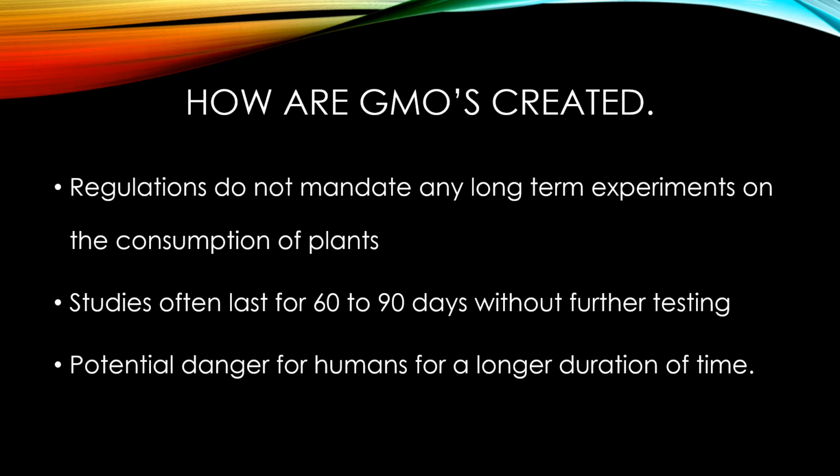When it comes to studies on genetically engineered crops, regulations do not mandate any long-term experiments of these plants. Tests are conducted on animals for 60 to 90 days. This is underlying proof that this could be potentially dangerous for humans over time.